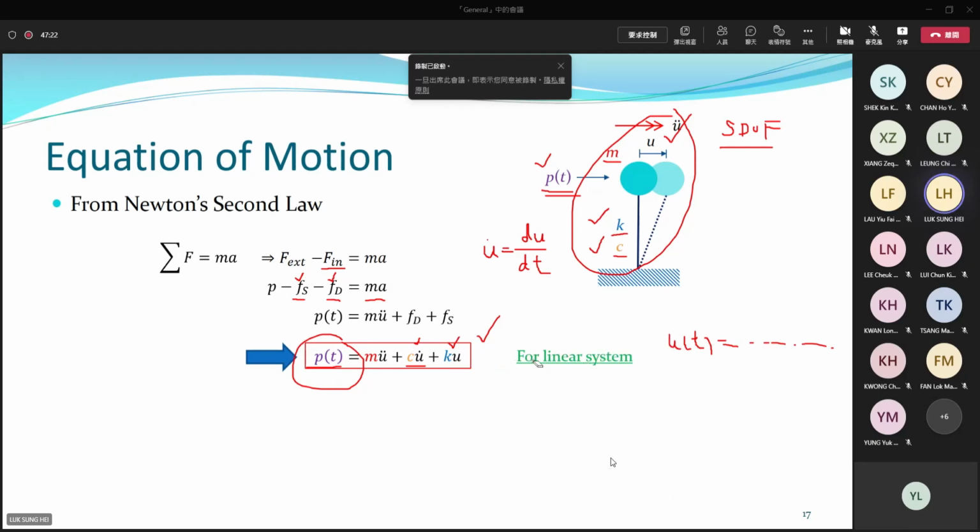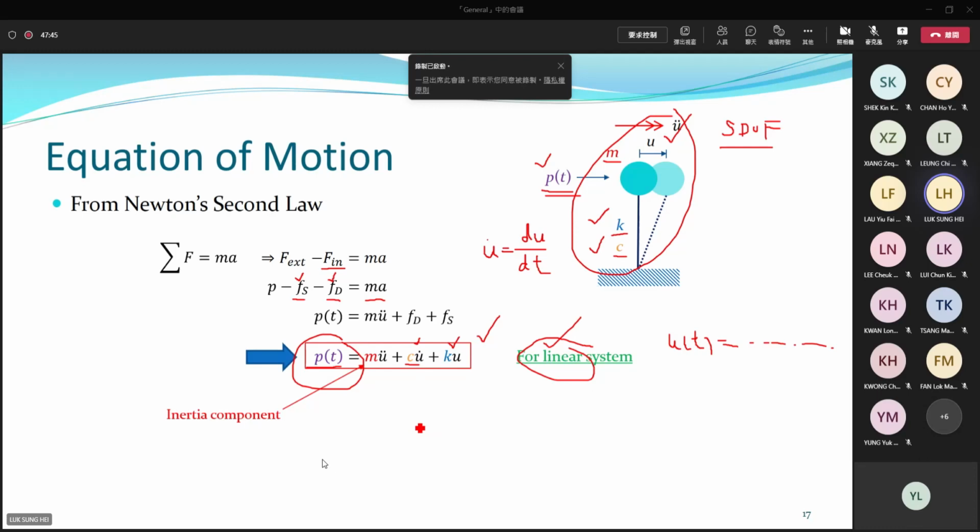Linear system, because we assume that the displacement is linearly proportional to the stiffness force, and the damping force is linearly proportional to the velocity through a constant. It can be nonlinear in reality, but in this module, we just consider linear to make things simple.